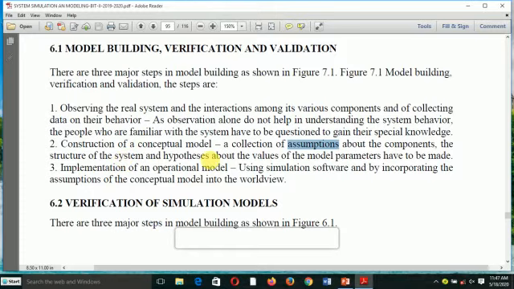So what are the hypotheses about the values for the model parameters that have to be made? With those, you are going to implement an operational model. After constructing a conceptual model, for example on a sheet of paper or on the board, you are going to implement an operational model in your computer. For example, you use simulation software to simulate such a system, and then you incorporate the solution of the conceptual model into the world view.